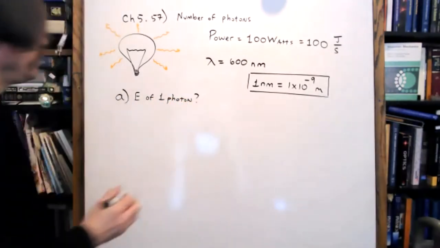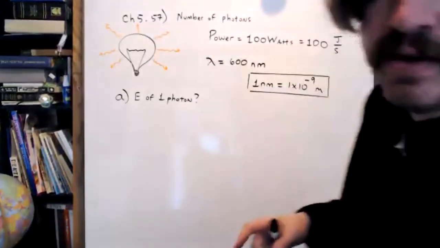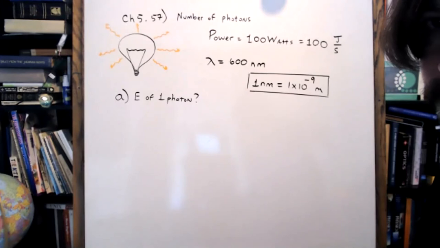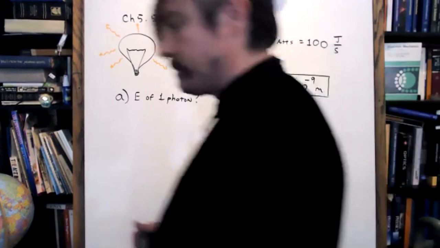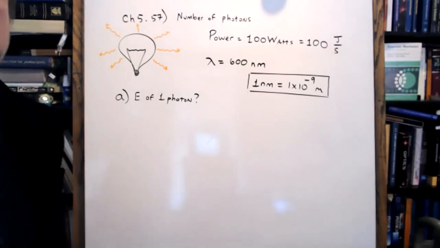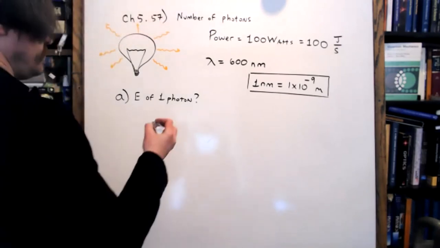Okay, so what do you think I should do based on what we learned in the previous couple of problems? I've got one photon of orange light with a wavelength of 600 nanometers, and I want to know the energy contained in one photon. So what would be a good formula to choose based on the ones that we've been using? See if you guys can sniff it out. It'd be E equals H times C over wavelength. Yeah, because that gives us the energy in terms of the wavelength.